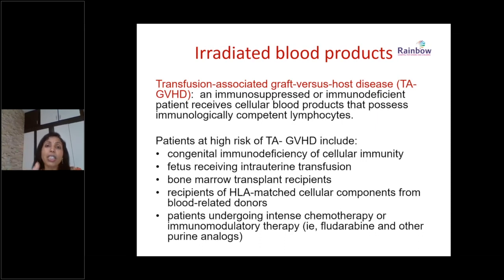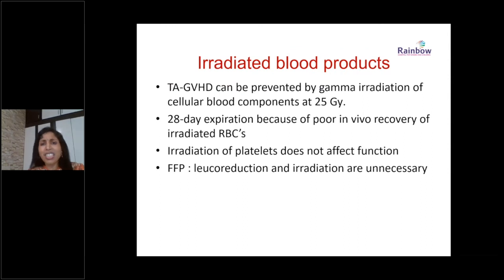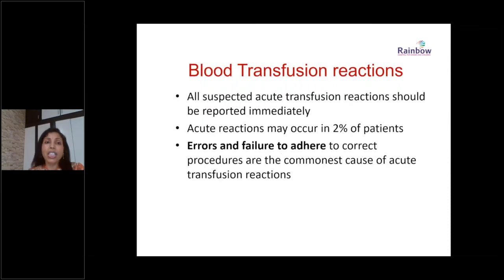If we use irradiated blood products for transfusion dependent anemias like thalassemia, we can avoid GVHD in the future when they go for transplantation. Other than bone marrow transplantation, other indications are congenital immunodeficiencies as well as neonates. So in regular practice, we will go for irradiated blood products. This is the irradiation technique: 25 gray is the usual dose used for irradiation.